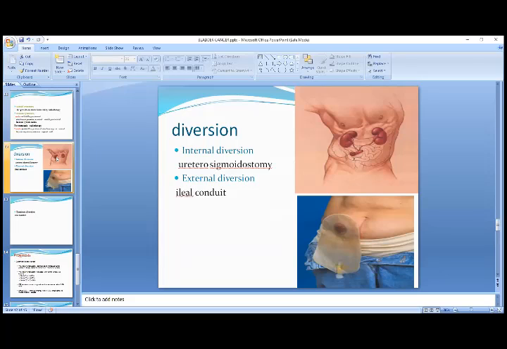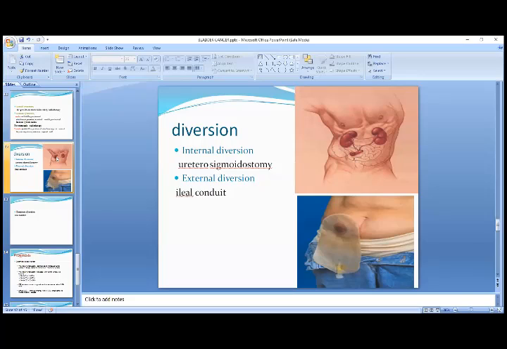So these are some of the diversion options, which are broadly divided into two types: internal diversion or external diversion. In internal diversion, you will have to dissect both the ureters and implant them into the sigmoid colon. This is called ureterosigmoidostomy. That is the internal drainage. Both ureters are dissected and separated from the bladder, because you are going to remove the bladder. Then you implant both ureters into the sigmoid colon, forming a ureterosigmoidostomy. So both the urine and the fecal matter will come through the anus.